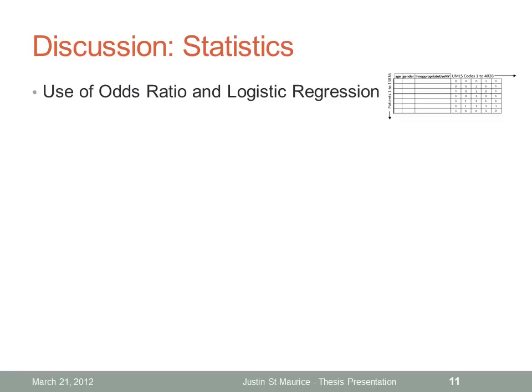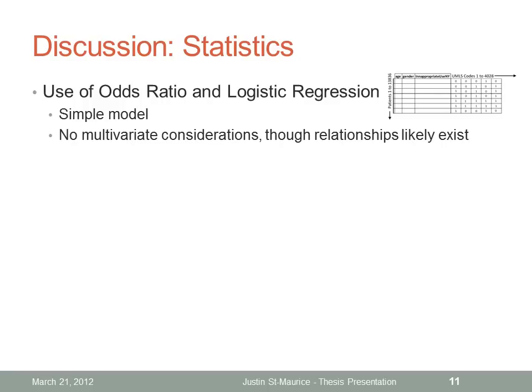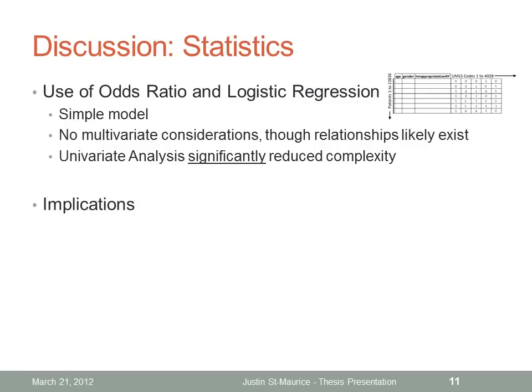Statistically, in this study, the use of odds ratio and logistic regression was basically all that was done. So it's a simple model, there's no multivariate considerations, though they probably exist. So while it would have been really great to do multivariate analysis, the univariate analysis significantly reduced the complexity, especially because we're talking about 4,028 dimensions. It would have been very, very difficult, and probably another research project in and of itself, to do multivariate analysis on that many dimensions at the same time.